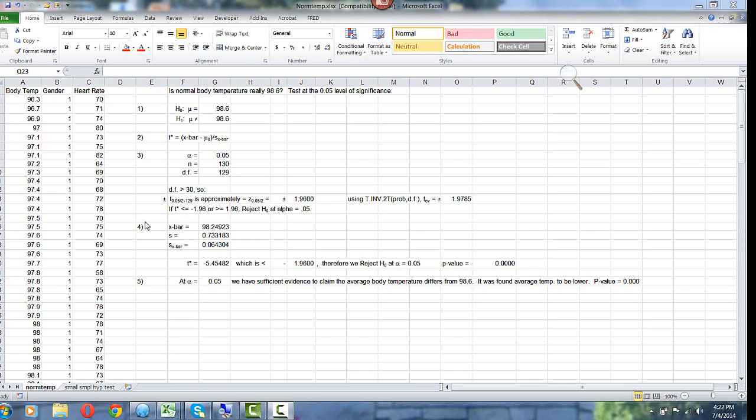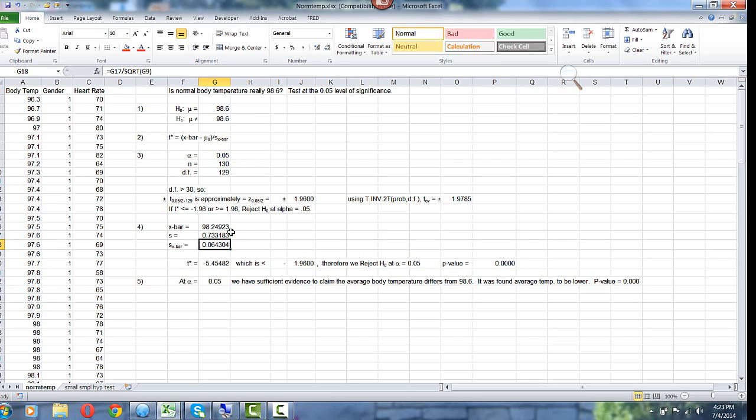Then we find the mean from these values here, and we find the standard deviation from these values, and we get 98.25 for the mean and 0.733 for the sample standard deviation. That leads us to a standard error of s over the square root of n.